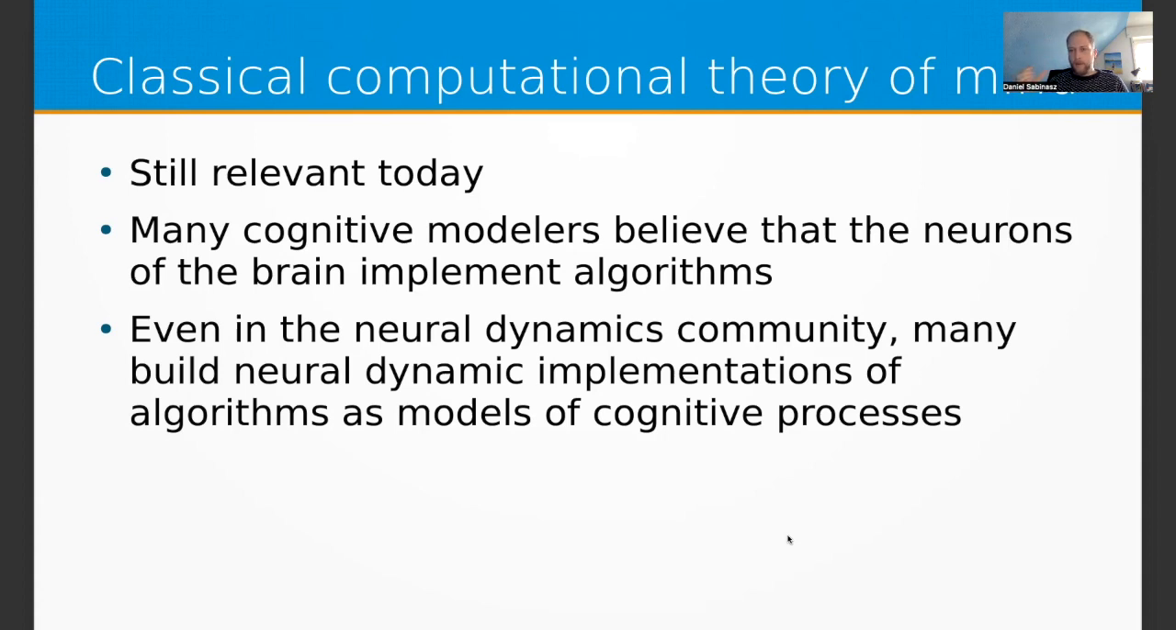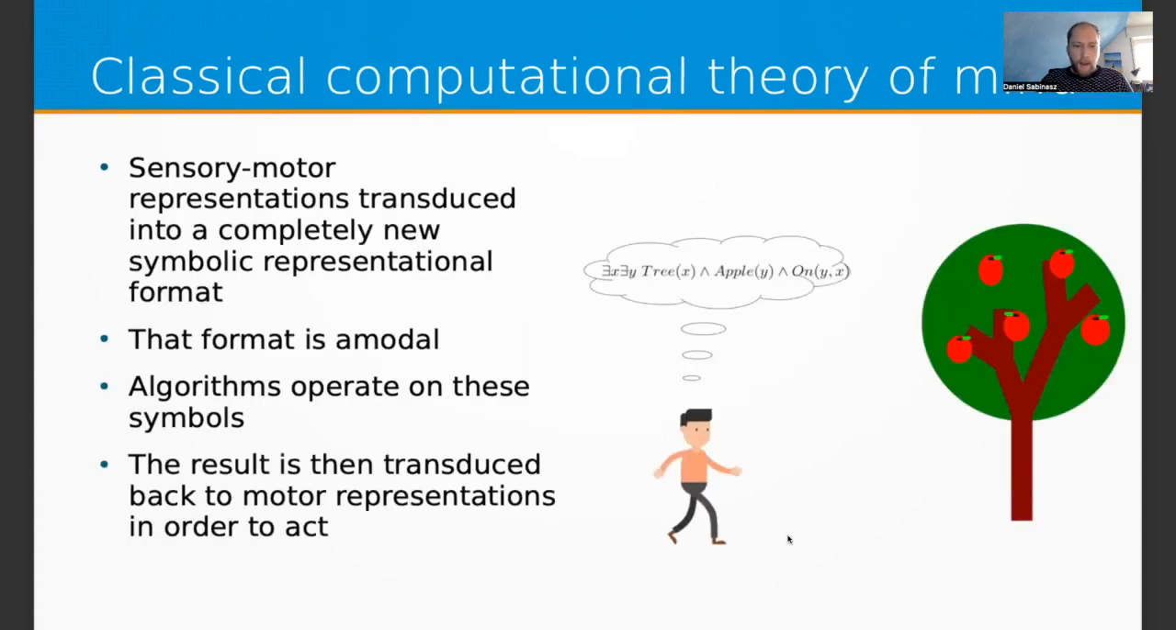And so there are very many neurodynamic modelers who actually try to come up with neural networks that implement certain algorithms, for example, via spiking neurons or rate neurons, or maybe artificial neural networks. And let's maybe zoom in a bit on what this theory actually entails. So we know a lot about what the sensory motor representations and processes of the brain look like.